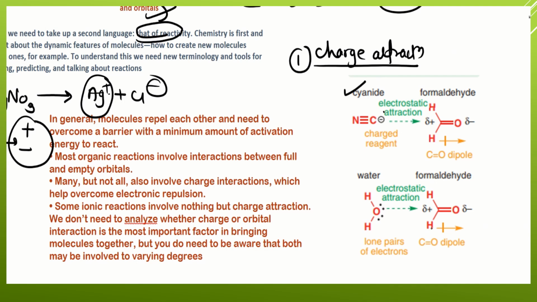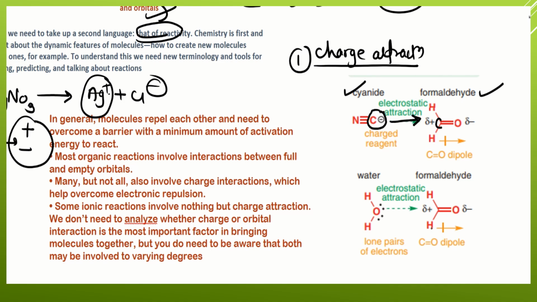Here I took one more example: the reaction between cyanide and formaldehyde. You can see here the carbon of cyanide is a negatively charged reagent, and the carbon of the formaldehyde carbonyl group shows positive charge, so you can see two opposite charges, right? Because of this opposite charge, they get attracted, as we know about the magnet also, right? A magnet has north pole and south pole, and they get attracted. Opposite charges get attracted, in the same way plus and minus get attracted. Here they show electrostatic attraction.